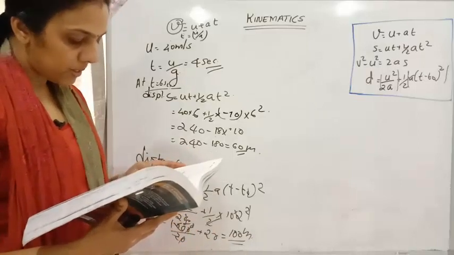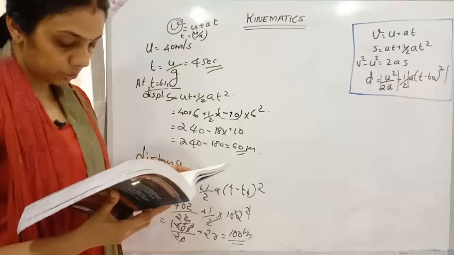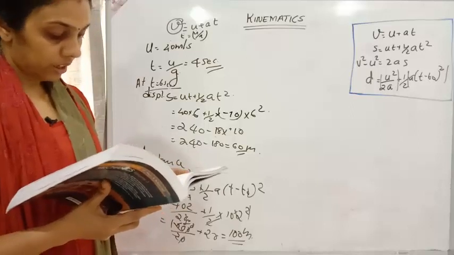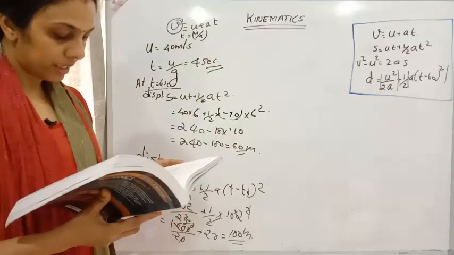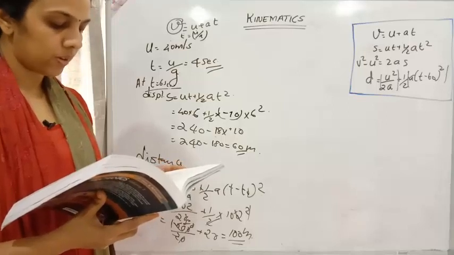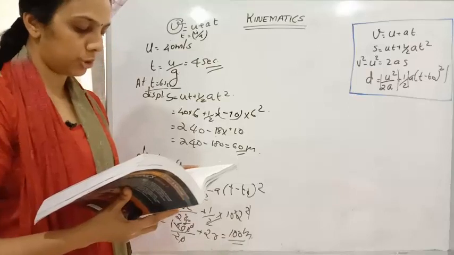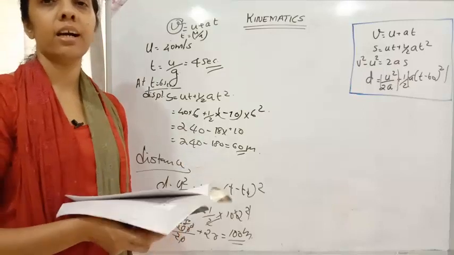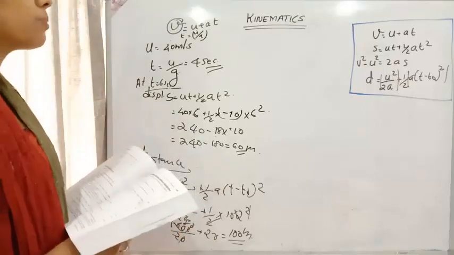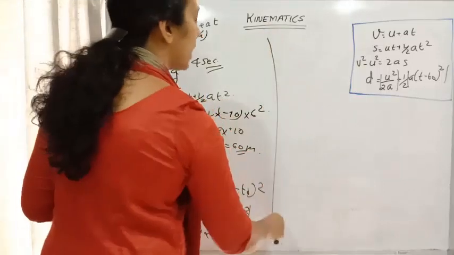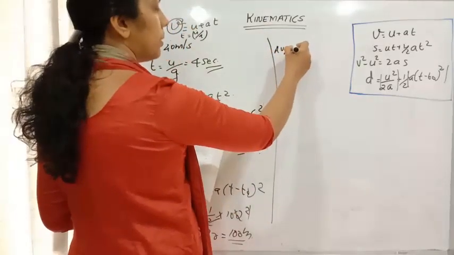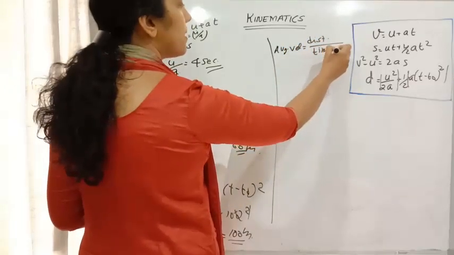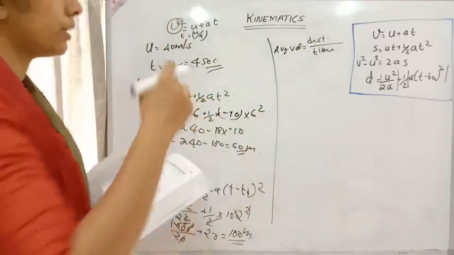A particle moves rectilinearly with initial velocity U and constant acceleration A. Find the average velocity of the particle in a time interval from t equals 0 to t equals t seconds of its motion. A particle moves rectilinearly, which means it is moving in a straight line. If it is moving in a straight line, how can we find out the average velocity? Average velocity will be equal to total distance traveled divided by time. What will be the distance traveled when it is moving in a straight line motion?